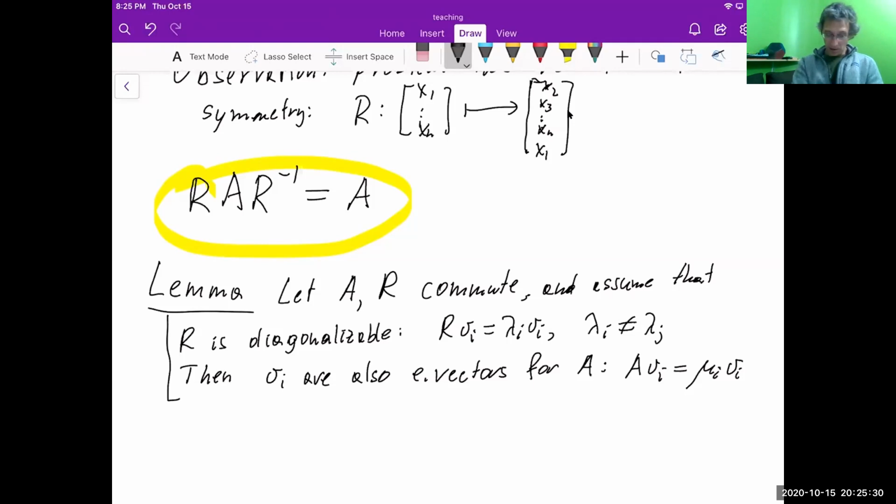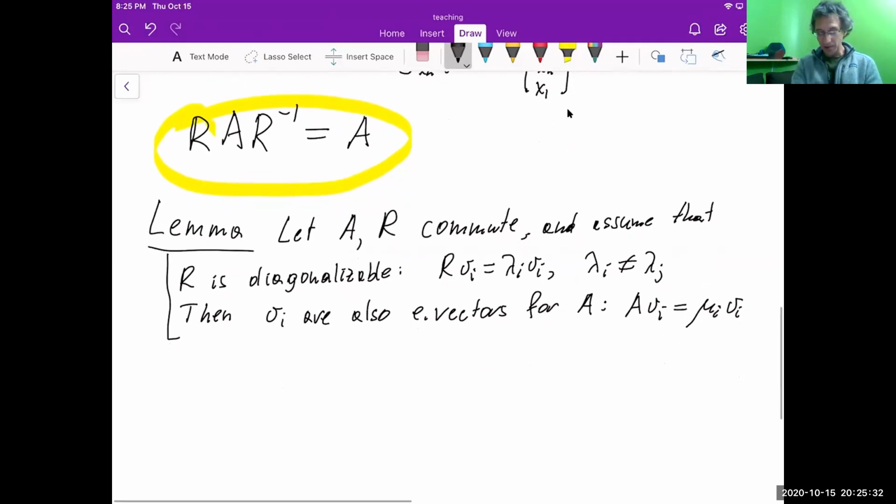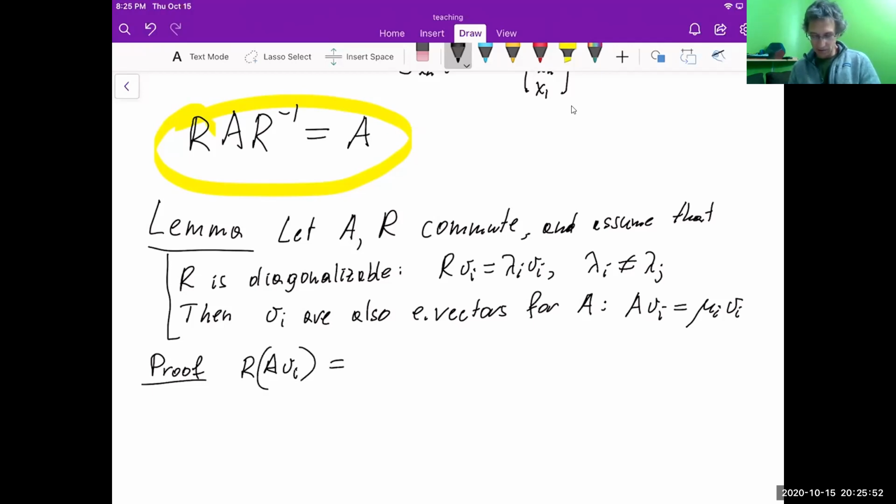Okay. However, this is trivial to prove. I could leave it as an exercise, but let me do that. The proof is as simple as that. If you look at the vector A v_i and apply R to it, since they commute, you can interchange them.